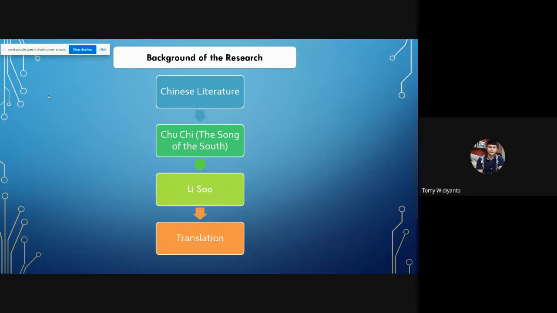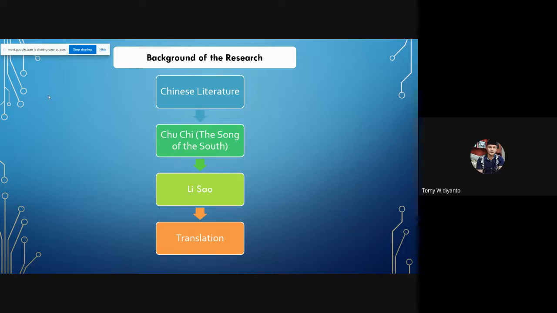Yeah, and the background of the research came from four aspects here. The first is Chinese literature, and then Chu Ci, or the Song of the South, and then Li Sao itself, and then the translations. Okay, well, let me explain first. In this research, we have to know that Chu Ci, or the Song of the South by Qu Yuan and other poets, occupies a very important place in Chinese literature. And Li Sao, or Encountering Sorrow by Qu Yuan, is the most important part of Chu Ci as a cultural and literary canon. Li Sao is full of cultural images, especially animal images, which create challenges for translators.